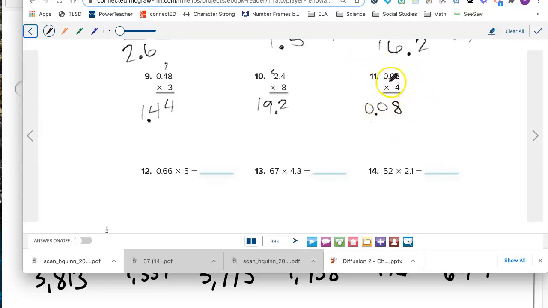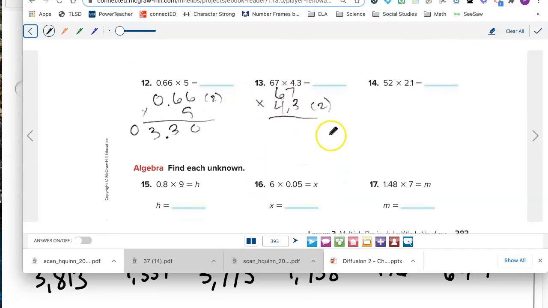Pay attention to 11. There's 2 digits here, so I need 2 digits behind it in my answer. Don't forget your placeholder 0.